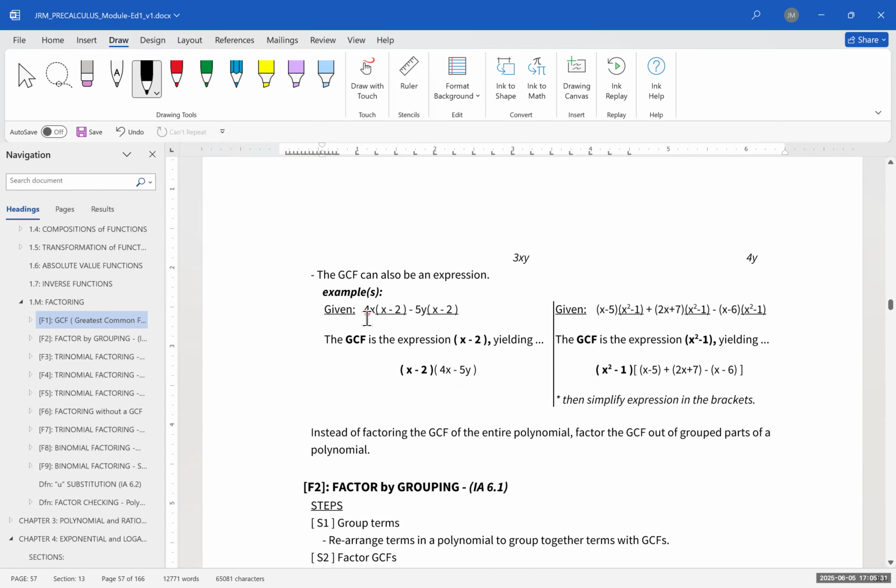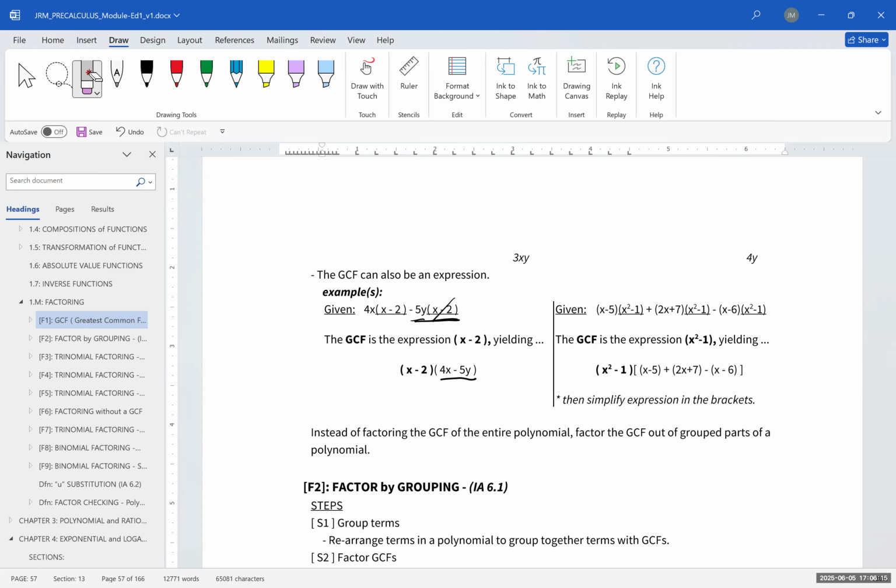So if we look at this example where we've got 4x times (x minus 2) minus 5y times (x minus 2). Notice that this first expression and this second expression, or this first term and the second term, both have an (x minus 2) in it. So what this means is we can factor out this (x minus 2) out of each term. And when we do that, what do we have left? We have 4x minus 5y.